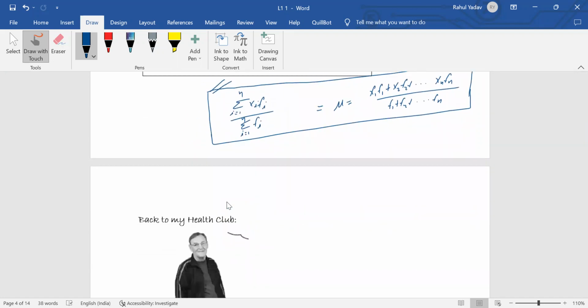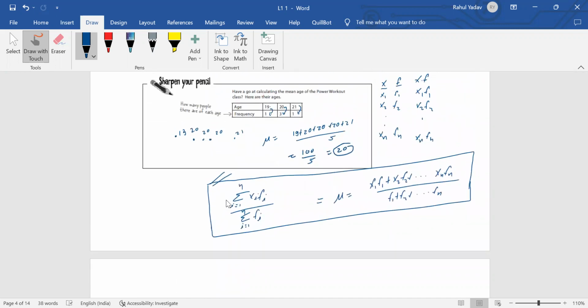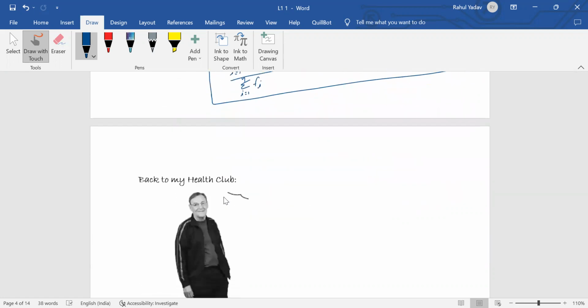Okay, now let's come up to understand what the mean is, how this mean is different from average, or what is the difference between average and the mean value. Now let's come back to my health club.